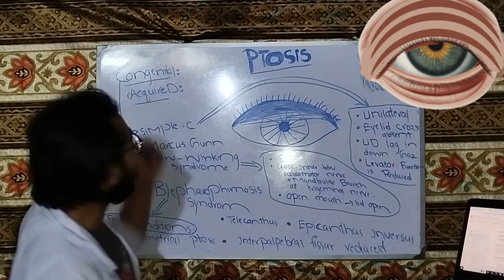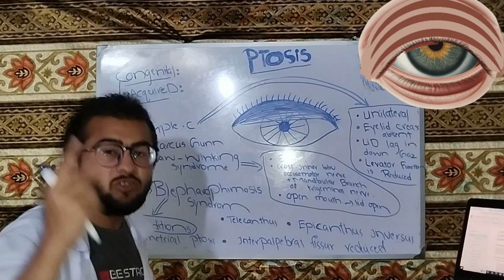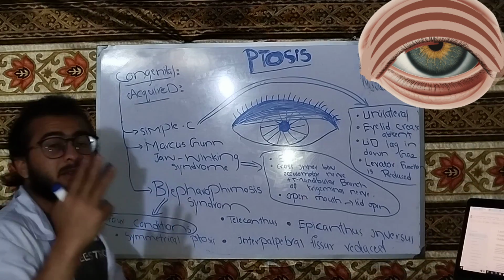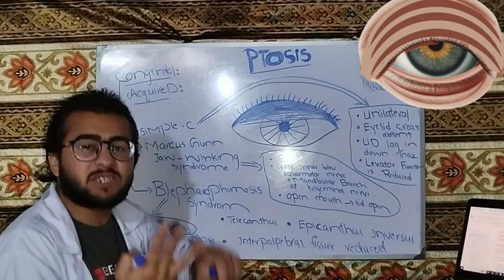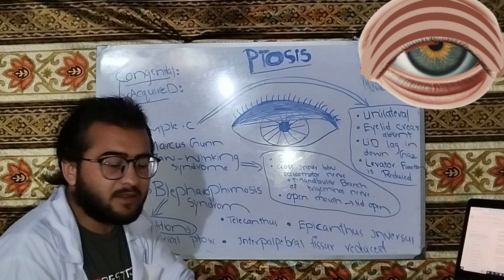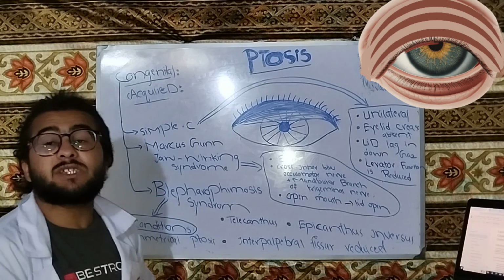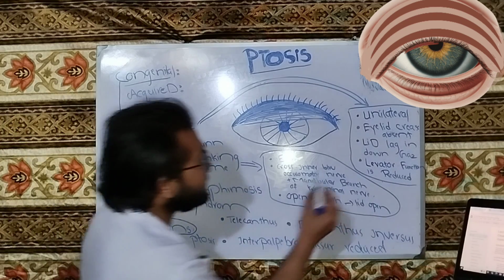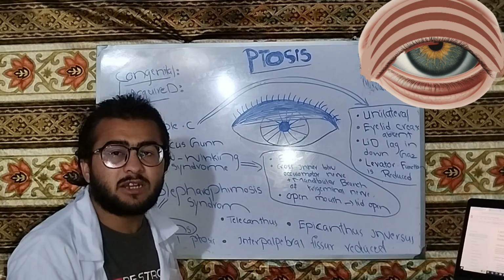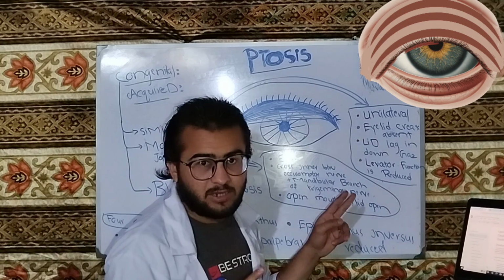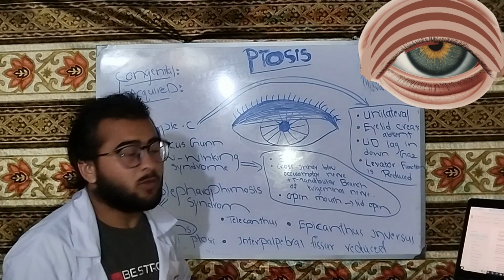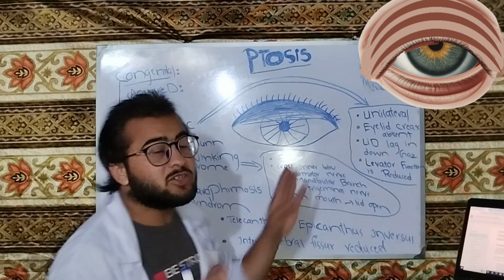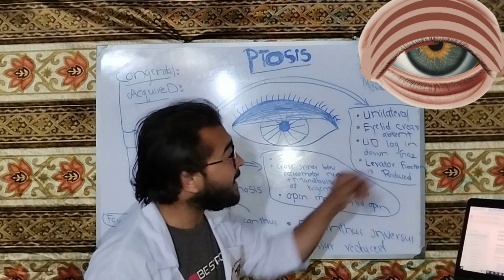Now we have two types of ptosis: congenital ptosis and acquired ptosis. Congenital ptosis is of three types: simple congenital ptosis, Marcus Gunn jaw-winking syndrome, and blepharophimosis syndrome. So, what is simple congenital ptosis? Simple congenital ptosis is mainly a unilateral condition, but remember it can be bilateral. The eyelid crease will be absent. We all have creases in the upper eyelids. In these patients, the eyelid crease will be absent, and there is lid lag in down gaze.